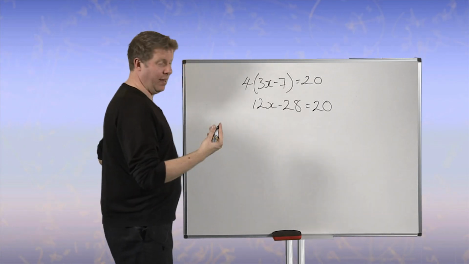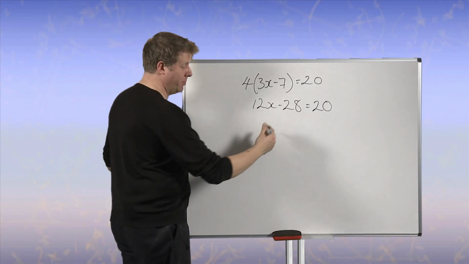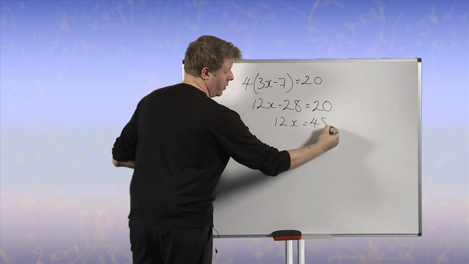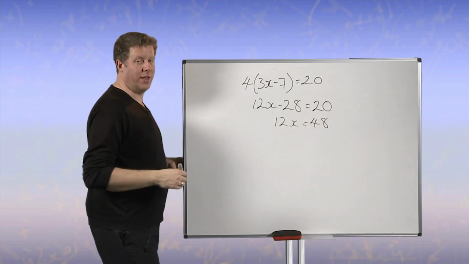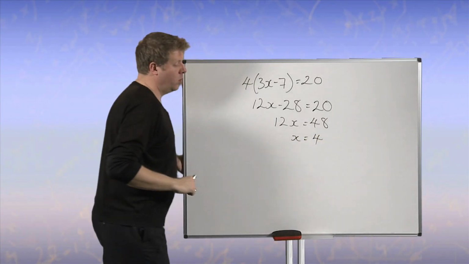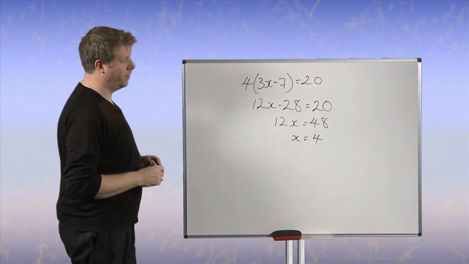So I'm going to use the balance method. I'm going to add 28 to both sides to give me 12x equals 48. And now I've got it in this form, it's quite easy to see that x would be equal to 4.